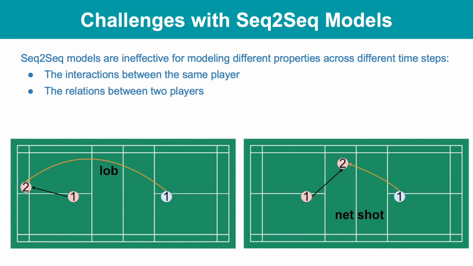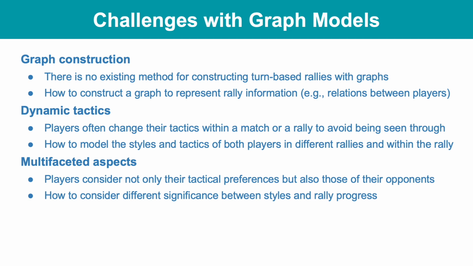For example, a net shot causes the opponent to move toward the net. Consequently, the player has less time to go back to defense due to the short flying time. On the other hand, a lob moves the opponent to the backcourt, which enables the player to have sufficient time to move back to defense. To mitigate these limitations, another approach is to represent a badminton rally as a graph with various relations to describe different purposes of the movements across different time steps.